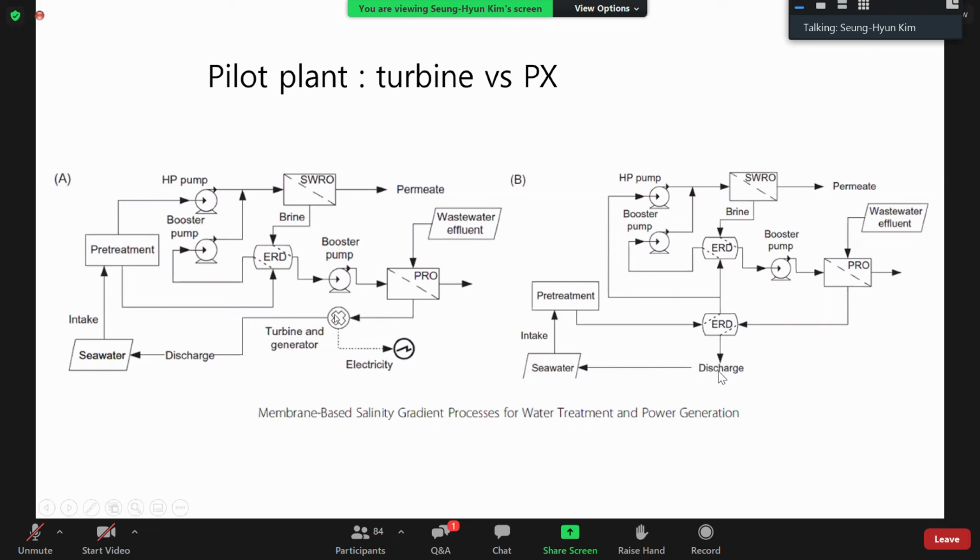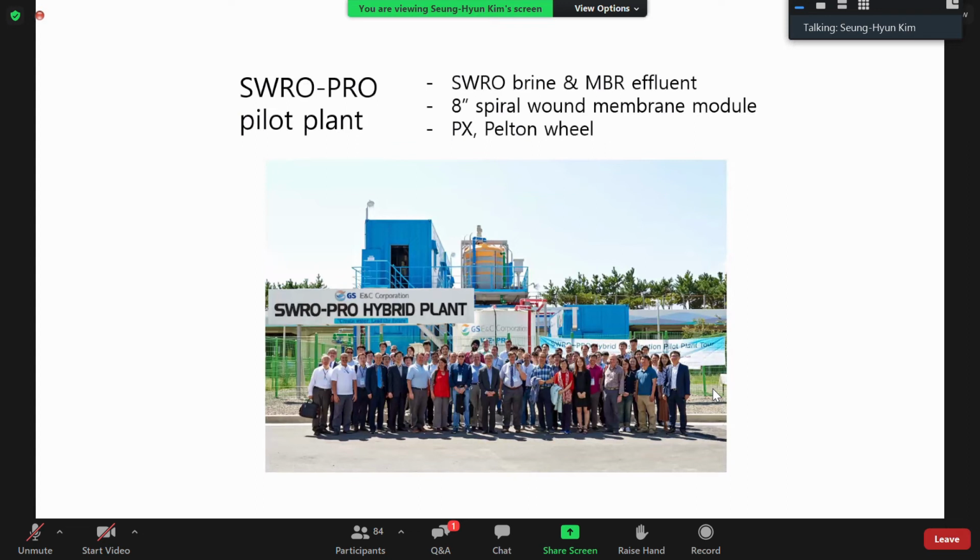So from this turbine, we can generate electricity. And this one, the pressure exchanger, is just embedded into the system. So this one is used to reduce energy consumption. And this one shows the picture of the SWRO-PRO pilot plant.